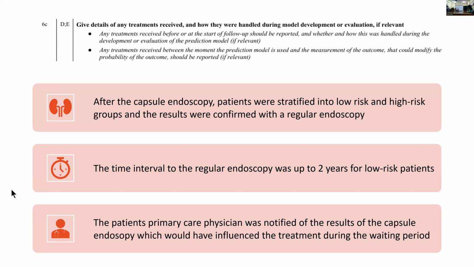So during this waiting period for a regular endoscopy, it's possible that these patients would have been started on PPIs or specific treatment. If the physician was apprised that the patient was at high risk, very likely that they would have started specific treatment, advised lifestyle modification for this patient. So that is a limitation of the study, because the confirmatory endoscopy was done almost 2 years later for some patients, and during that time, the treatment would have been different because the physicians were appraised of the results.